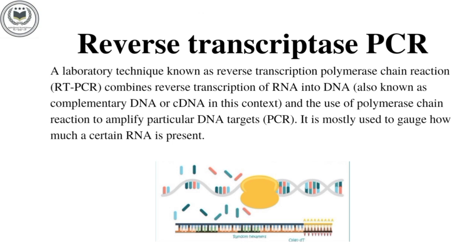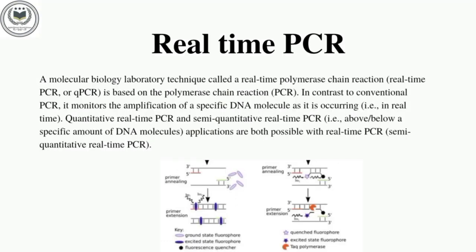Procedure. Step 1. Determine RT-PCR approach. Step 2. Prepare sample. Step 3. Design primer. Step 4. Remove genomic DNA and Step 5. Perform one-step PCR.